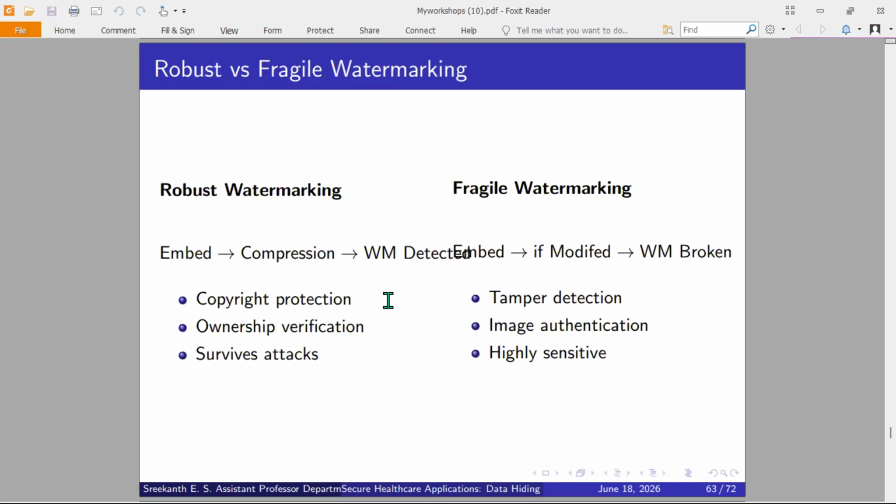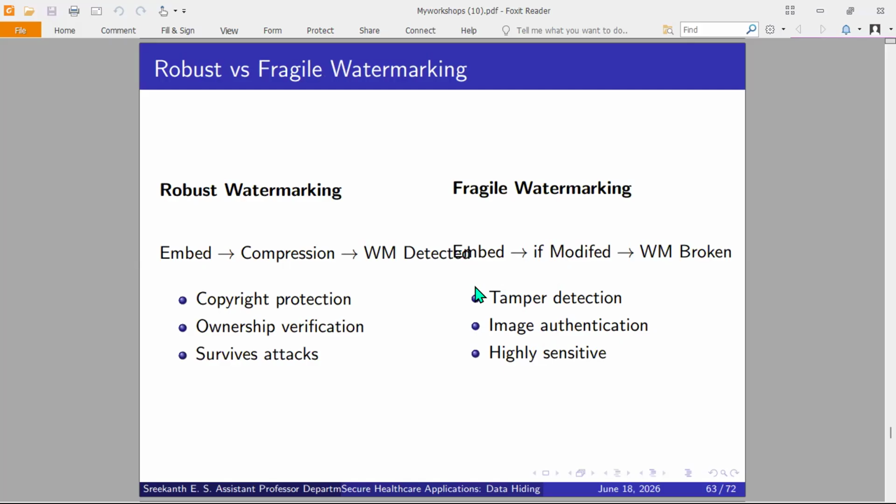We can use robust watermarking for copyright protection. Why? Because some logo and such you can hide using the watermarking, and even if some network attacks happen, you can prove it is your own image, because of this extraction of the watermark. Watermarking also gives tamper detection and image authentication, and all these things you can prove.